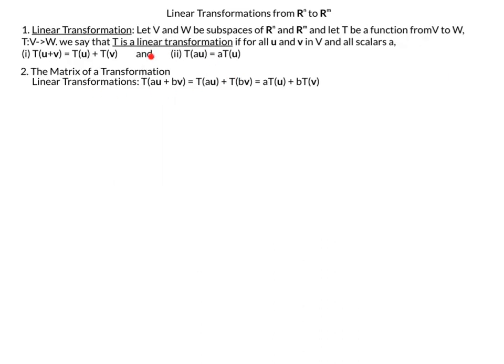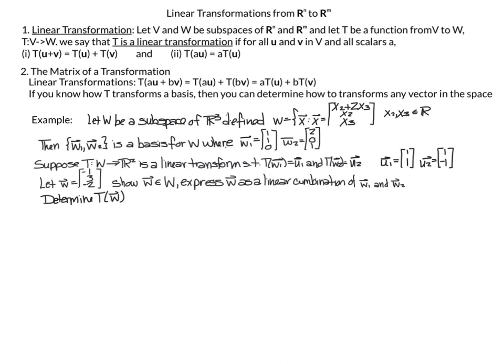I'll move this information up so I have more space. We are going to use this example to motivate how we find the matrix of a transformation. So let W be a subspace of R3 defined by the vectors x such that the second and third coordinates, x2 and x3, are real numbers, and the first coordinate of our vector x is equal to x2 plus 2x3. This is the form of our vectors in W. Then we also know that w1 and w2 is a basis for W, where w1 is equal to (1, 1, 0), and w2 is equal to (2, 0, 1).